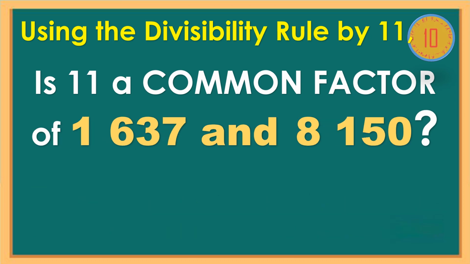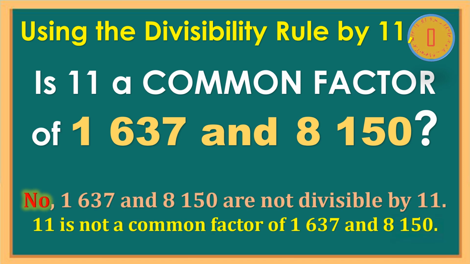Is 11 a common factor of 1,637 and 8,150? No. 1,637 and 8,150 are not divisible by 11. 11 is not a common factor of 1,637 and 8,150.